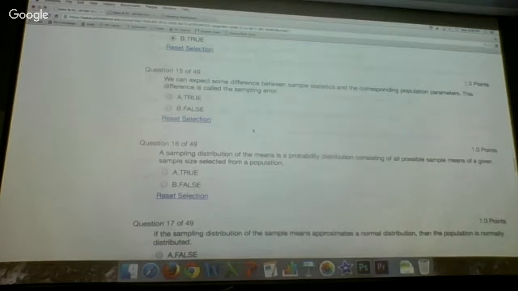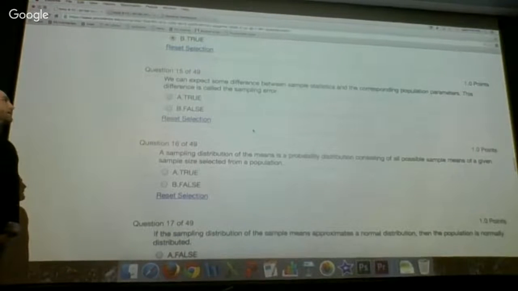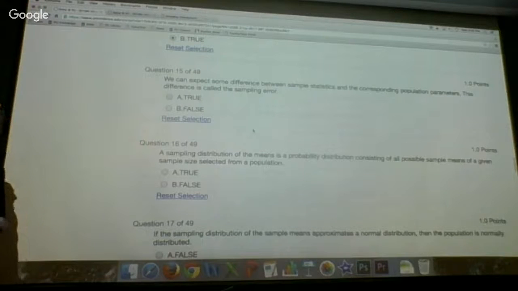15. We can expect some difference between sample statistics and the corresponding population parameters. This difference results from the procedure of sampling and is therefore called sampling error. Who says true? Yeah. That's called sampling error because we did sampling. 16. A sampling distribution of the means is a probability distribution consisting of all possible sample means of a given sample size selected from the population.